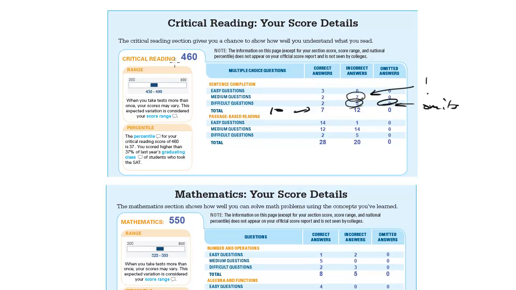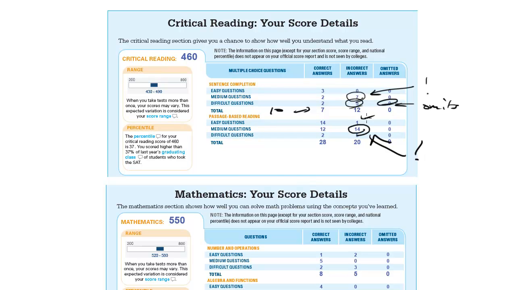So for the sentence completions, try to push a bit harder on the mediums, pull back on the hards, do fewer hards, omit more, especially the ones you can't eliminate any choices, and that alone should gain you some points. But then, like I said, most of the bulk of the points are going to be in the passage-based reading, and notice, boom, right there, your medium passage-based reading questions. That is where your points are. That's where your 600 is. It's in those medium questions, those medium passages.